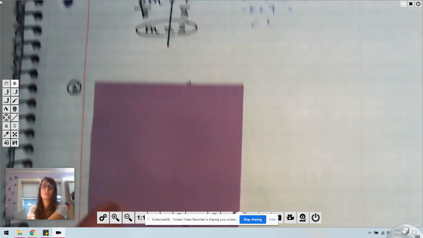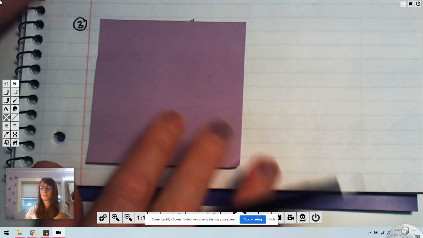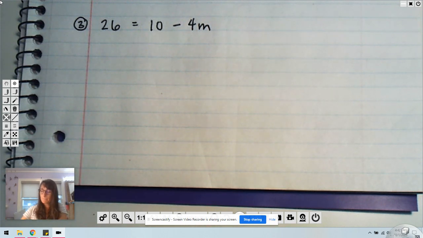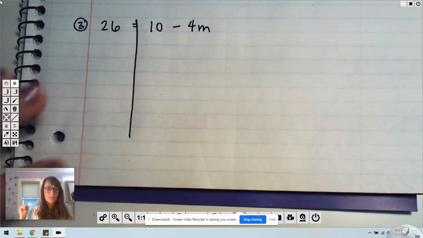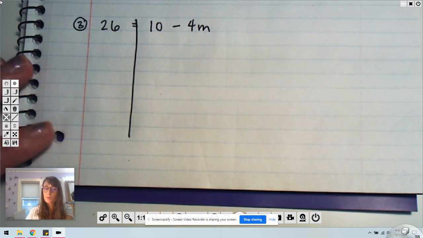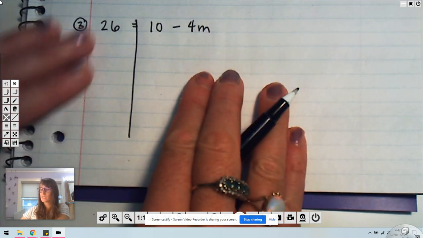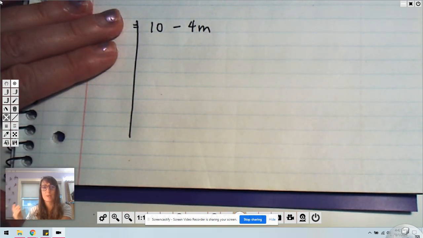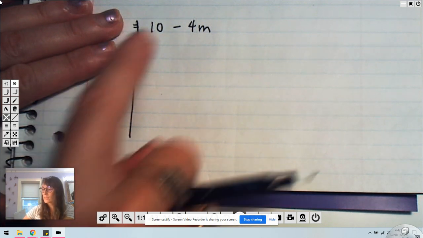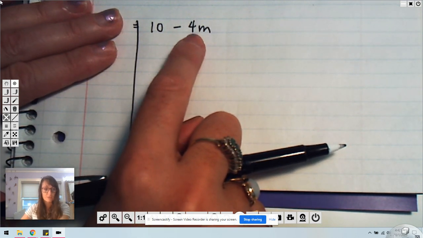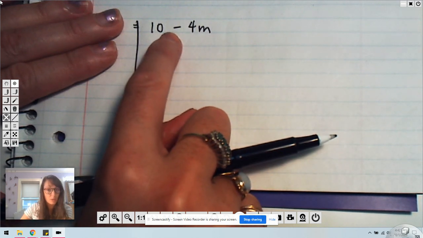My third and final example: 26 equals 10 minus 4m. So I'm going to draw my line down my equal sign. I focus my brain on the side with the variable, so I'm really just paying attention to this right here and noticing what's happening to m. Well, I see there's a negative 4 in front of it. Remember my Beyonce? To the left. That's not just a 4, it's a negative 4.